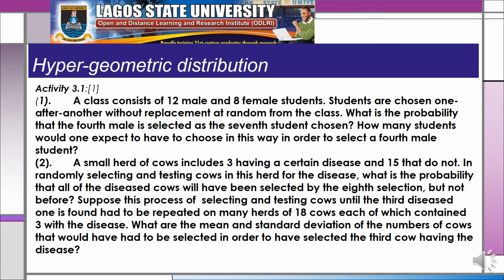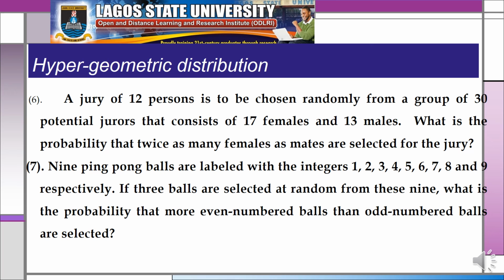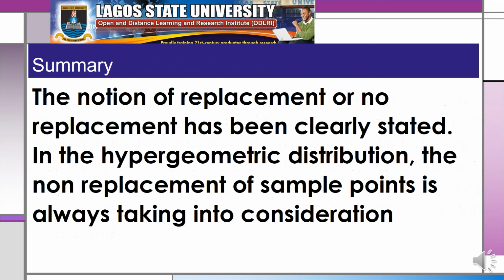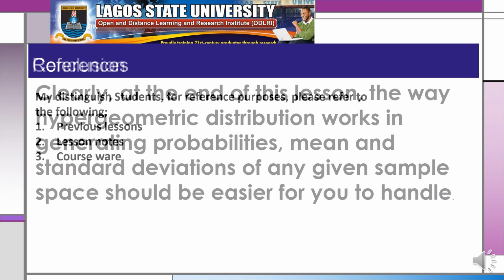You have the following activities which you need to do for better understanding of this subject, and you are expected to do them as soon as possible. The notion of replacement or no replacement has been clearly stated in the hypergeometric distribution. The non-replacement of sample points is always taken into consideration. Clearly, at the end of this lesson, the way hypergeometric distribution works in generating probabilities, means, and standard deviation of any given sample space should be easier for you to handle.